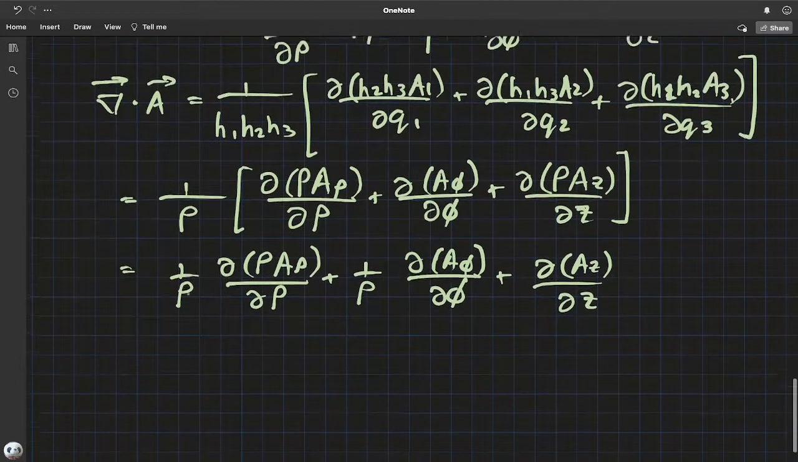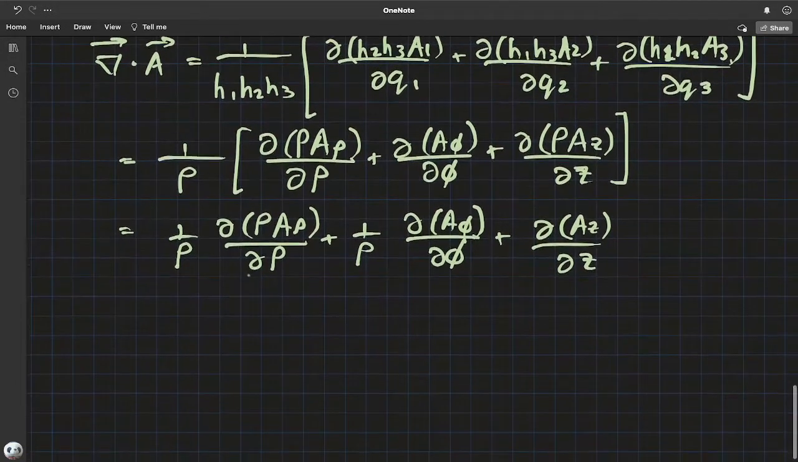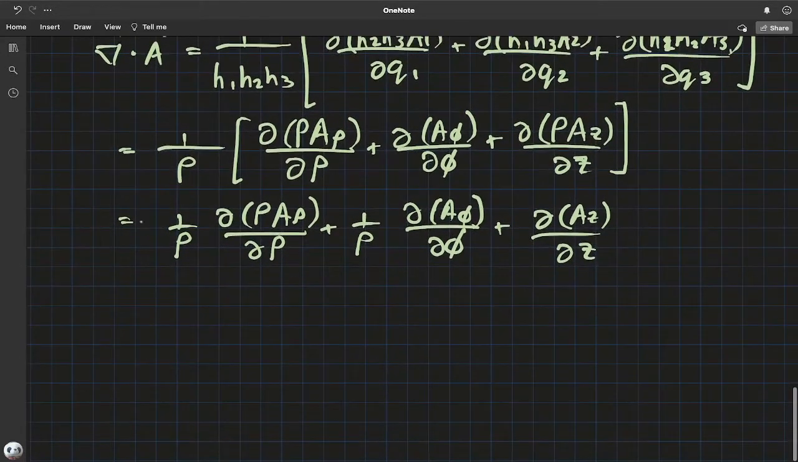So what you do is express vector field A in this new system, and then you plug in for all these values. You have to expand A in the cylindrical system, then you can plug in these values nicely.